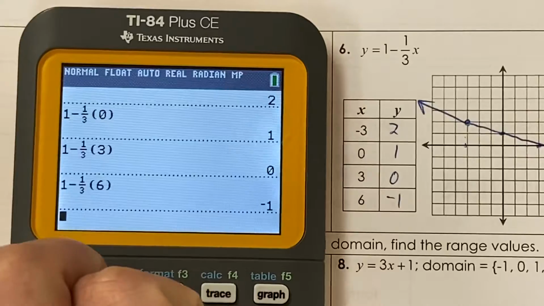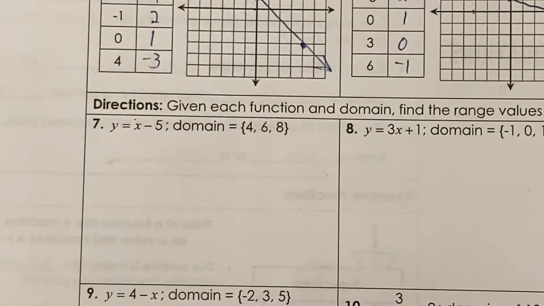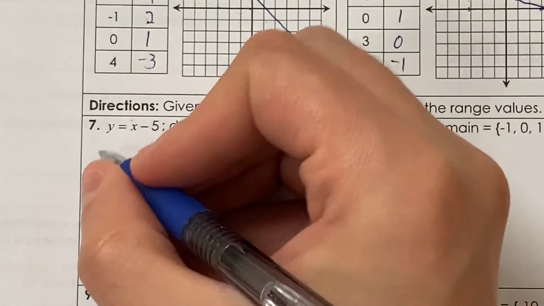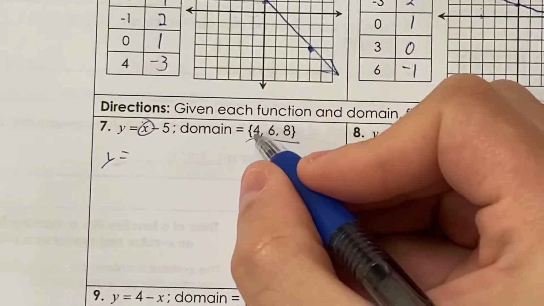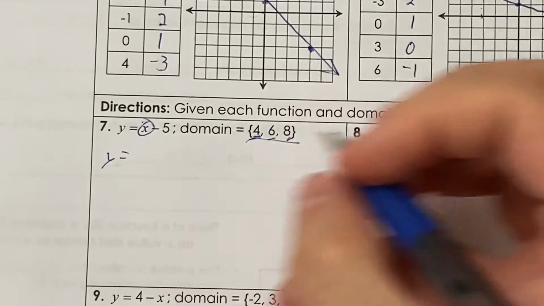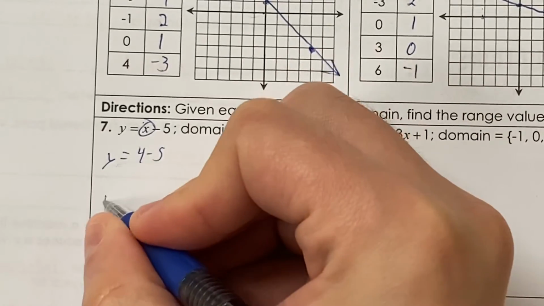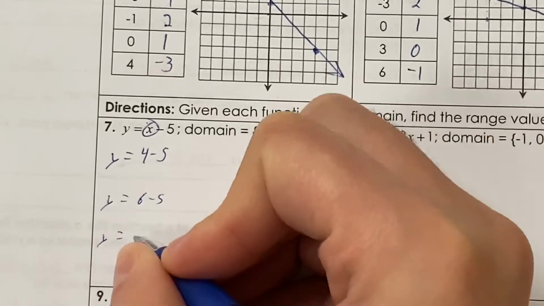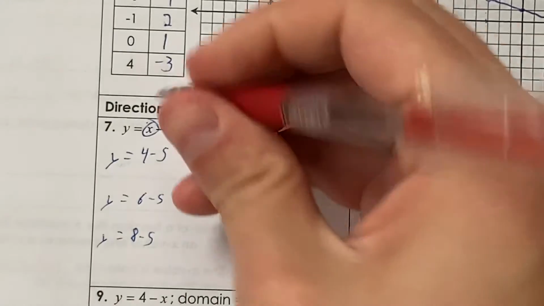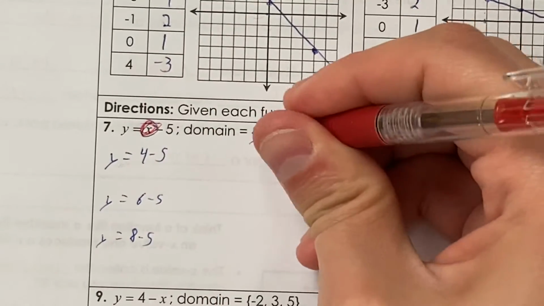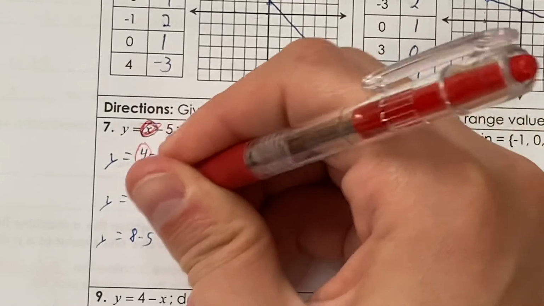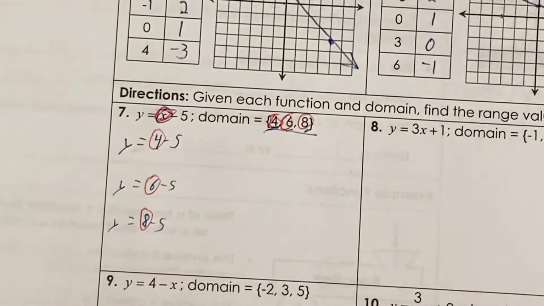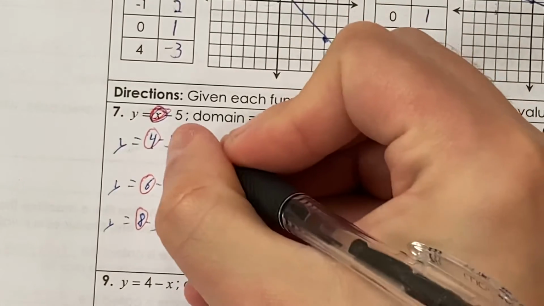There we go. Okay. In this next section, it's similar. It's just instead of a table, they're giving you the numbers right there. You're still going to do the same thing. You're replacing the x with these numbers individually. So you would have a 4 minus 5. You would have a 6 minus 5. You'd have an 8 minus 5. It's still the same thing. Here's the x, and it's saying x is these three things. So you're plugging in those three things. So x minus 5, so all of them are minus 5.